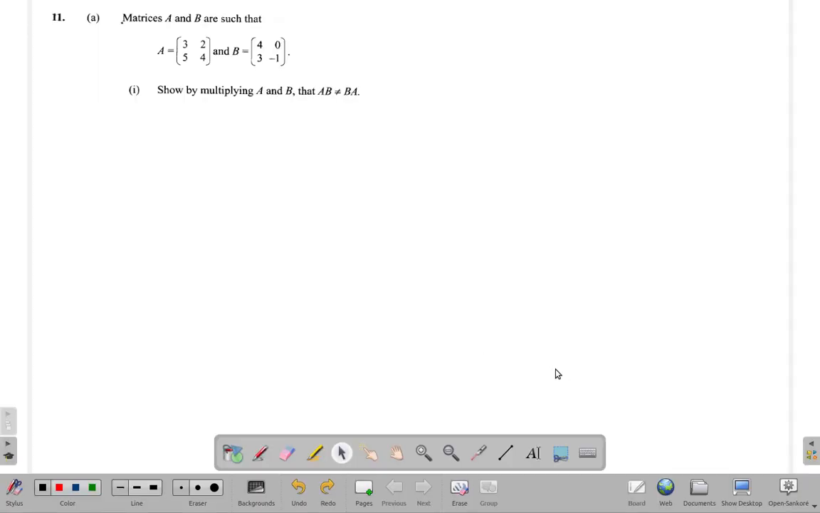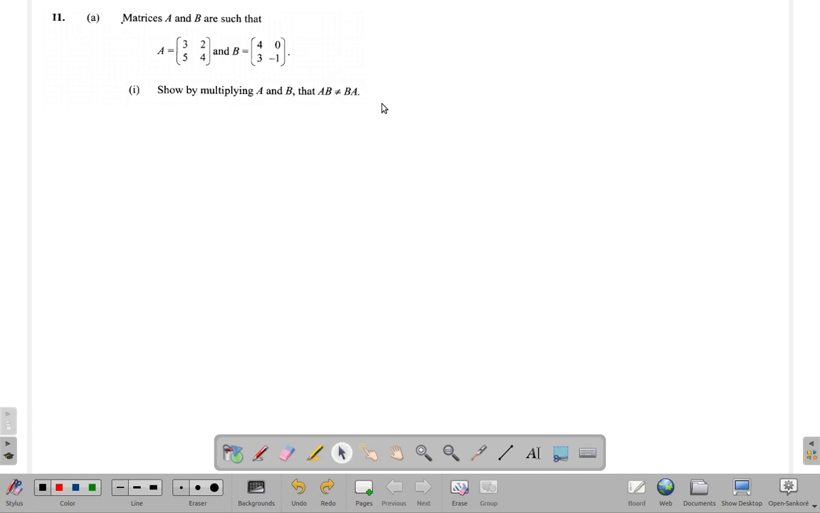Question 11A1. Here it says matrices A and B are such that A is 3, 2, 5, 4 and B is 4, 0, 3, negative 1. Show by multiplying A and B that AB is not equal to BA. Okay.